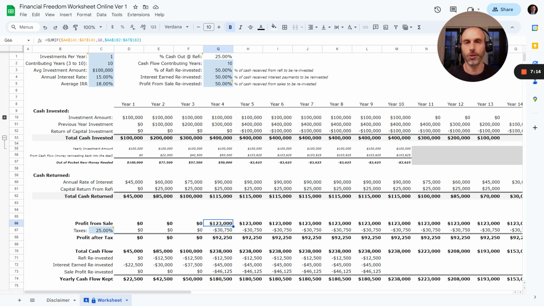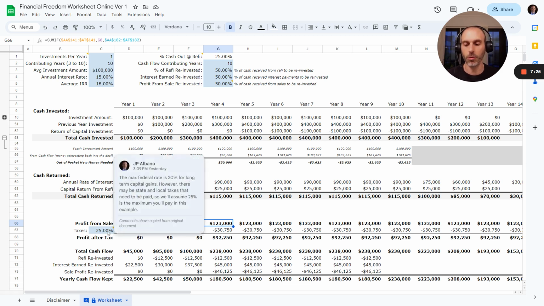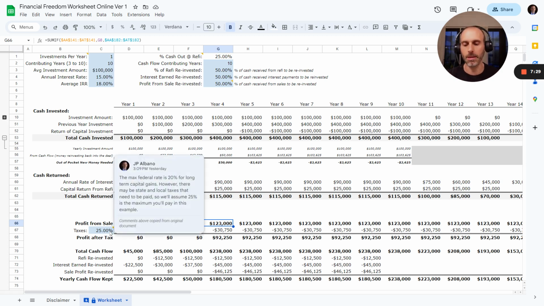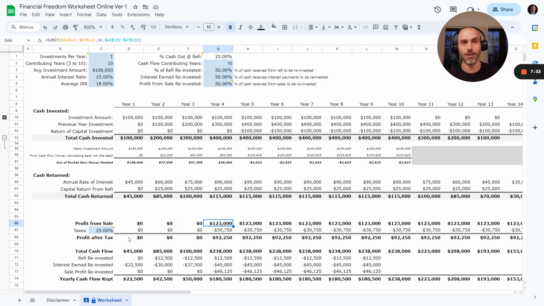But there could be state and other local fees that are assessed that aren't part of the federal tax for capital gains. So we use the number of 25% just to be an all-encompassing number. That'll probably be the max. Maybe it goes to 26, right? Again, don't hold me to this. I'm just giving this as a worksheet to play with and get an idea of how this could work in your life.